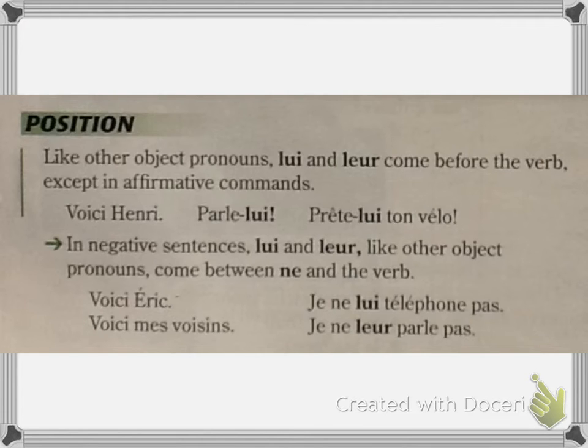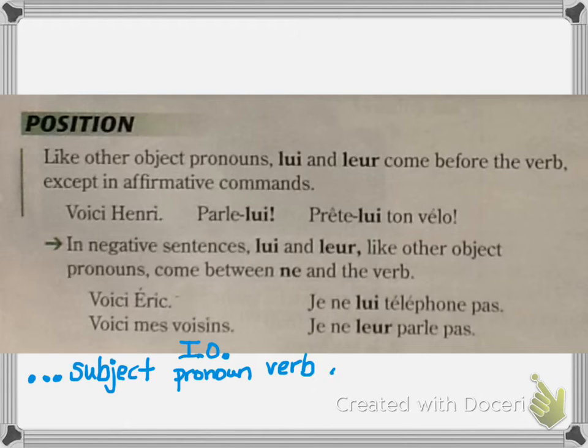So, position again: in case it's a question, it's our subject, our indirect object pronoun, our verb, our dot, dot, dot. If it's negative, our ne and our pas surround the indirect object and the verb.